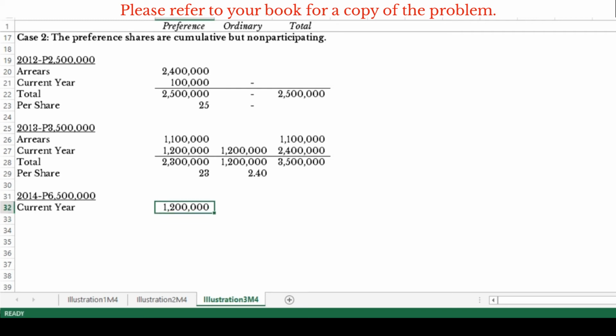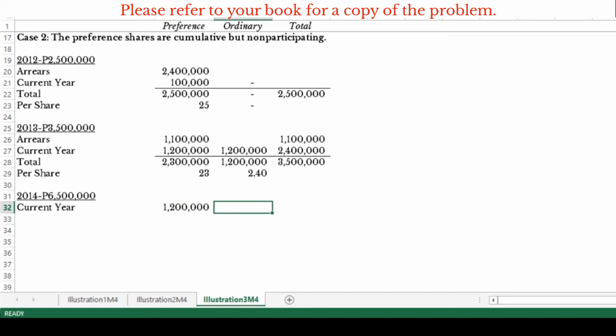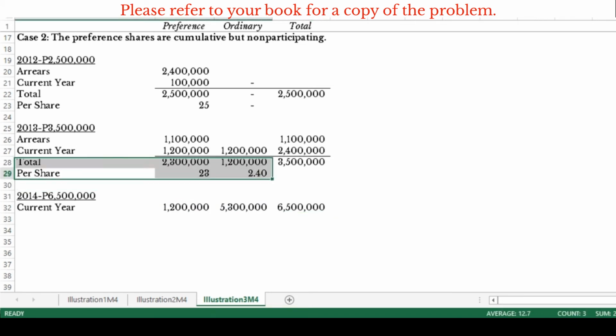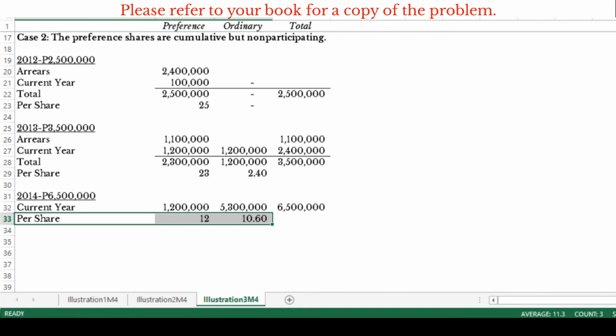After that, yung sobra, automatically mapupunta na sa ordinary. So, that's 6.5 minus 1.2. So, that's 5.3 million. Okay, so yan na yung ating total dividends. Compute natin yung per share amounts. So, that would be 12 for preference shares and 10.6 for ordinary shares. So, that's it for case 2.